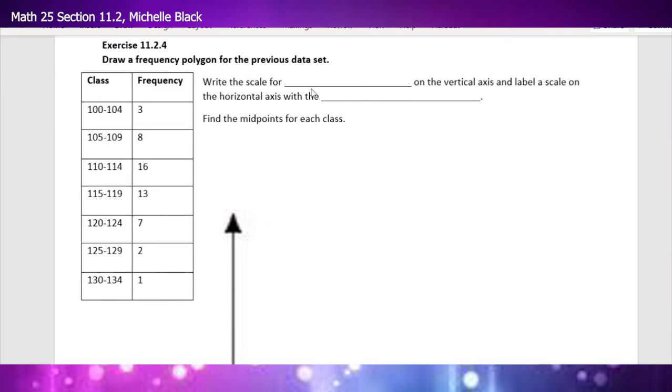We want to write the scale for the frequencies on the vertical axis and label a scale on the horizontal axis with the midpoints. These are the midpoints of your classes. Let's find the midpoints for each of our classes. So our first class goes from 100 to 104. To find the midpoint, you just need to add the lower class limit with the upper class limit and then divide by 2, because that should give you the average of these two numbers. And if you do that, you'll get back 102. So the midpoint of our first class is going to be 102.